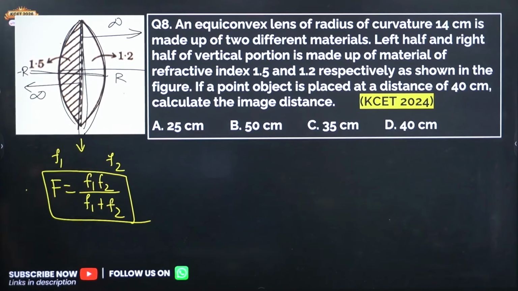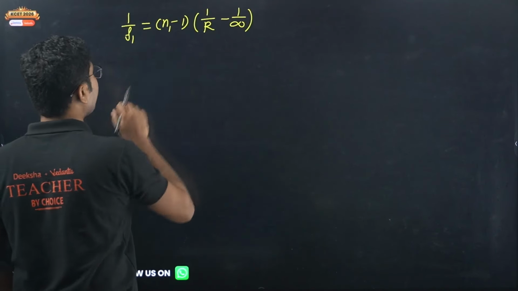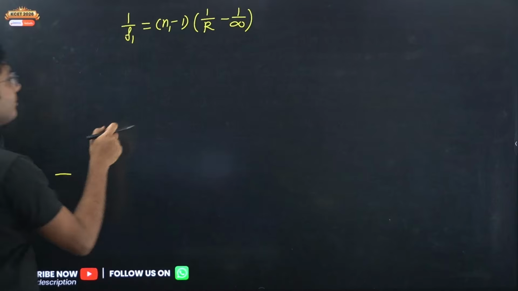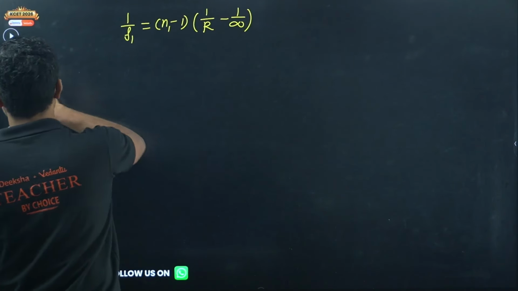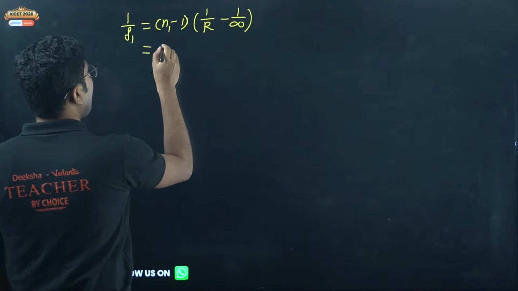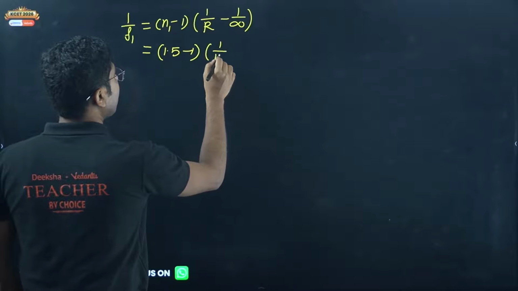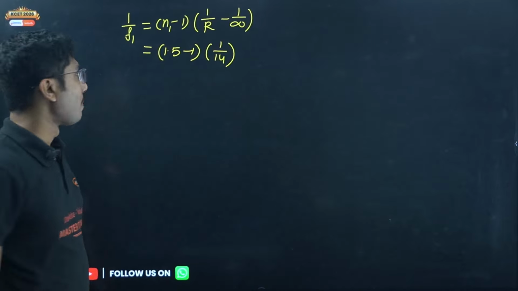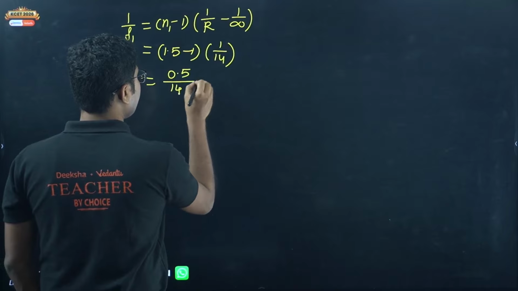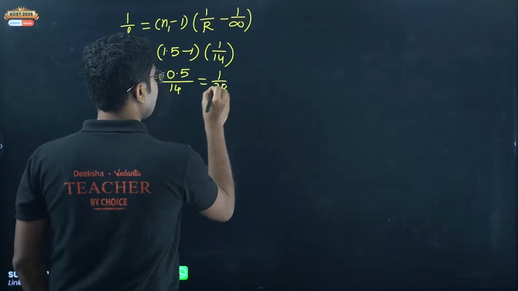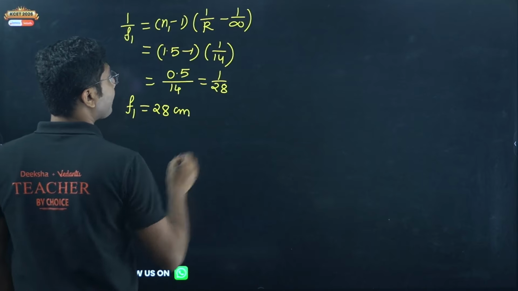Clear? Now radius of curvature is given as 14 centimeter, so we will put that, and this one is 1.5. So 1.5 minus 1 into 1 by 14. 1 by infinity is 0. So we get this as 0.5 divided by 14, that is 1 by 28. So f1 turns out to be 28 centimeter. What about f2?